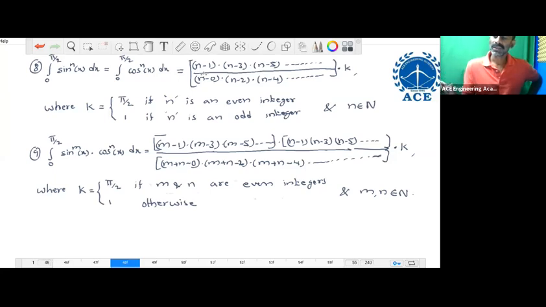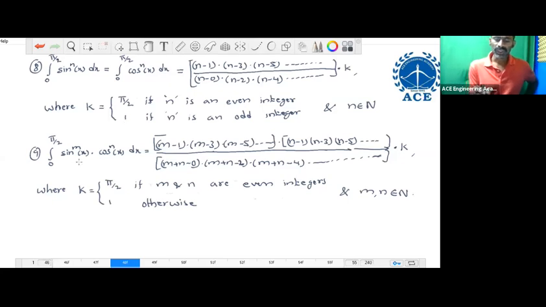But the condition is that this number n should be more than this. It should not be the same as this, and should not be less than this. That is the condition. Then multiply by the k value. The k value again depends on the power. If it is an even integer, the k value is pi by 2. If it is an odd integer, the k value is 1.